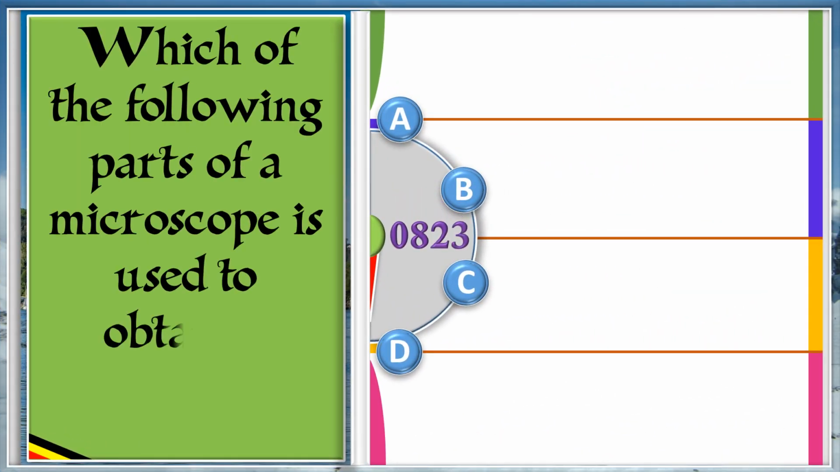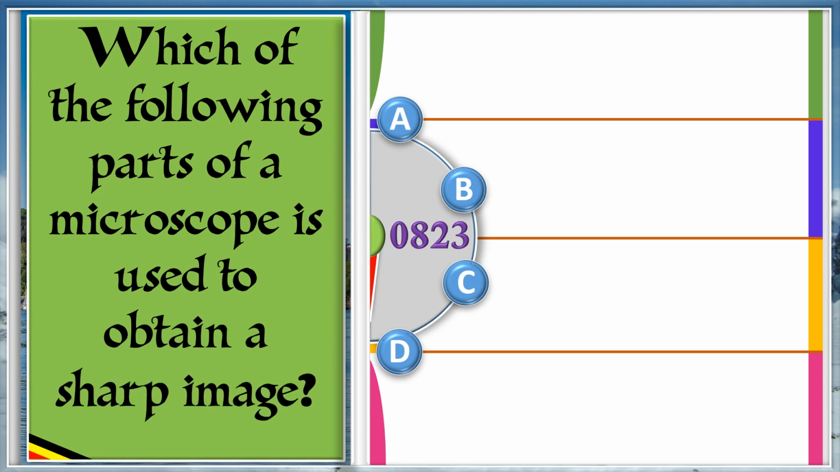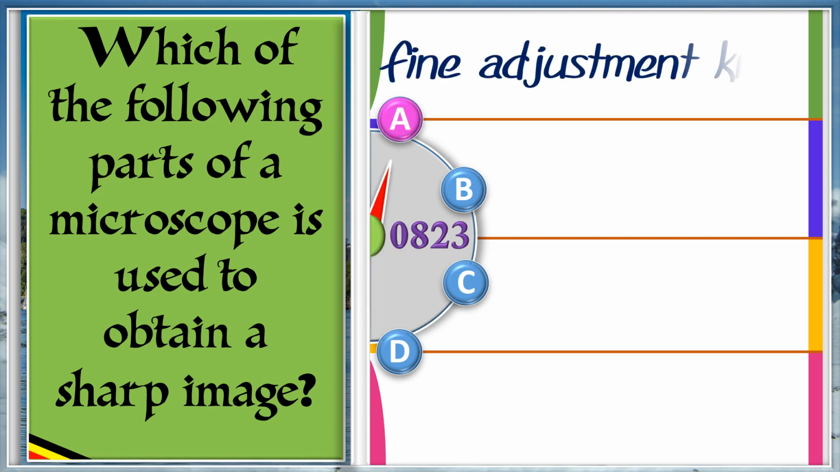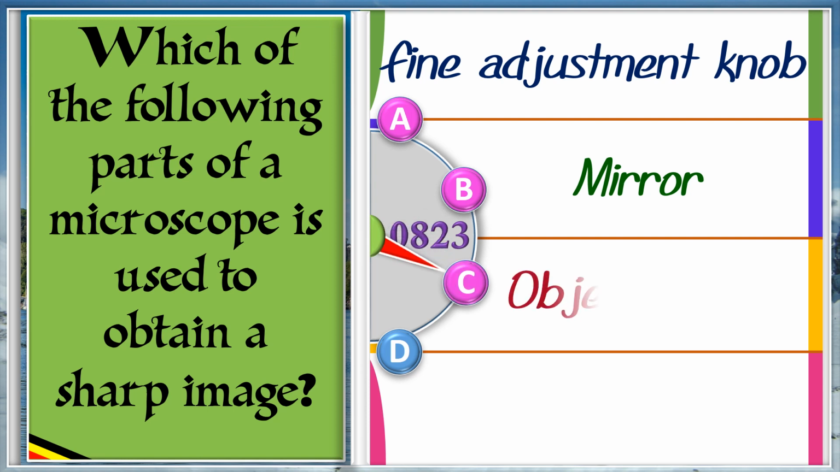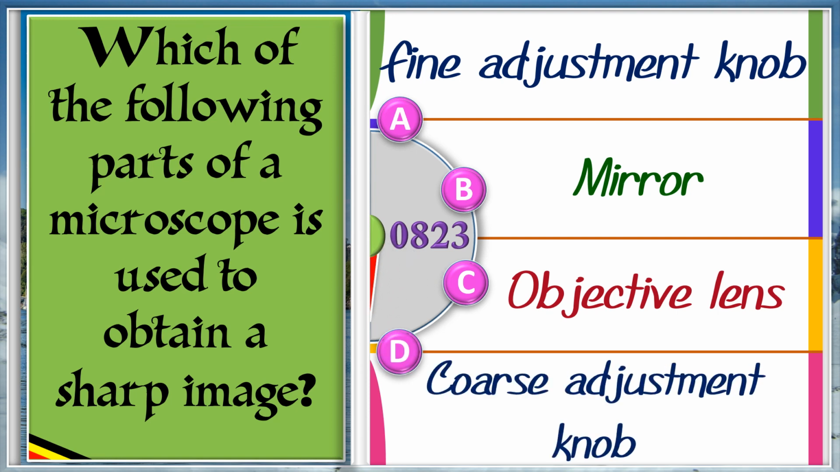Which of the following parts of a microscope is used to obtain a sharp image? A. Fine adjustment knob. B. Mirror. C. Objective lens. D. Coarse adjustment knob. And the answer is A. Fine adjustment knob.